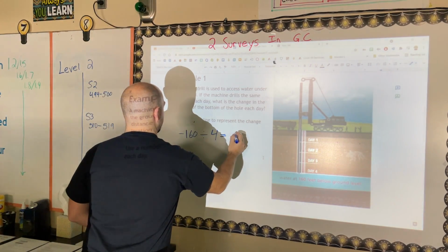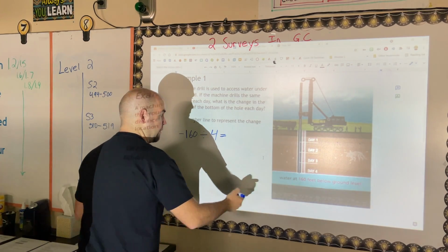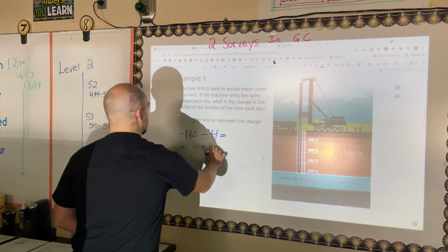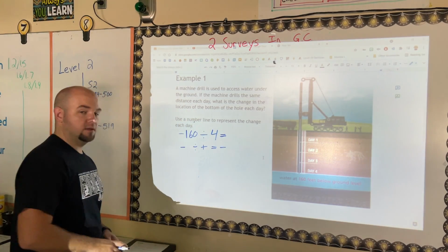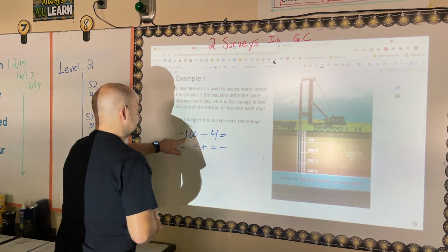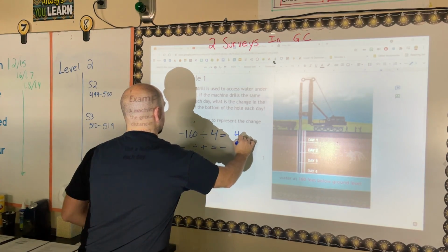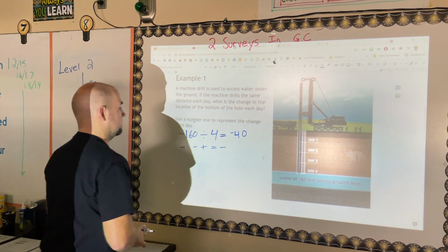We're going to have negative 160 divided by 4. So this is a negative divided by a positive, so our answer is going to be negative. 160 divided by 4 equals 40, and it's a negative.